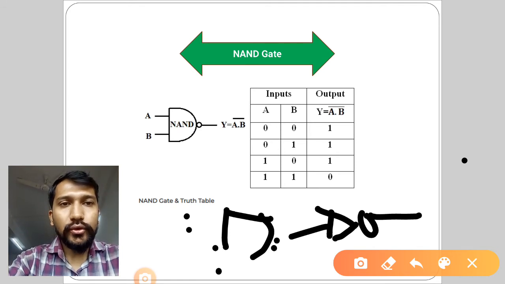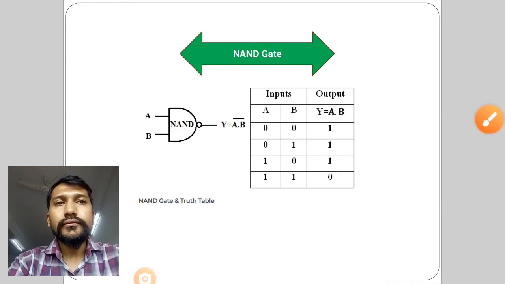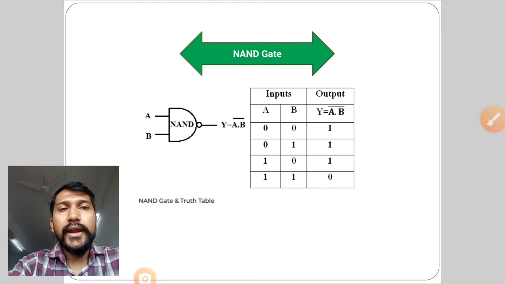So whenever I connect both the inputs, I will be getting a NAND gate. So a NAND gate is the combination of an AND gate plus a NOT gate. So what will be the output over here? Exactly opposite of that of the AND gate.